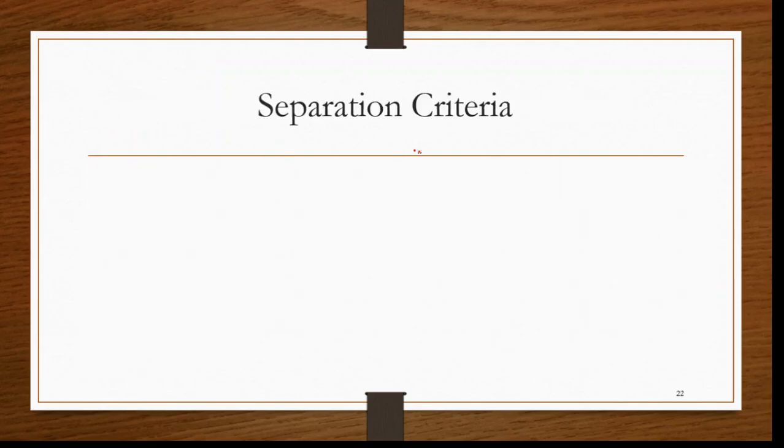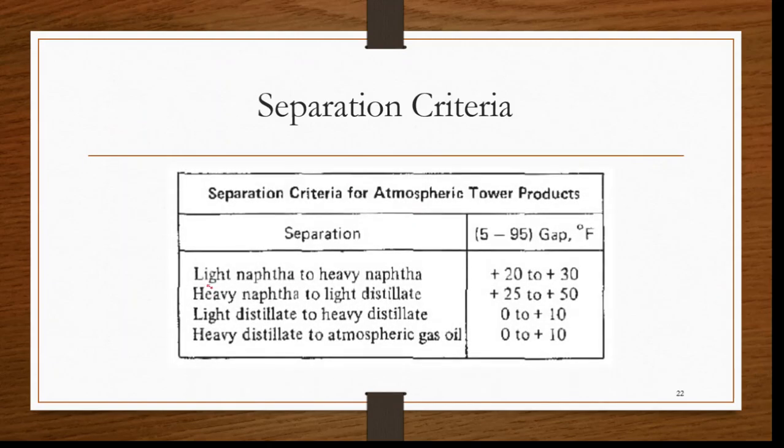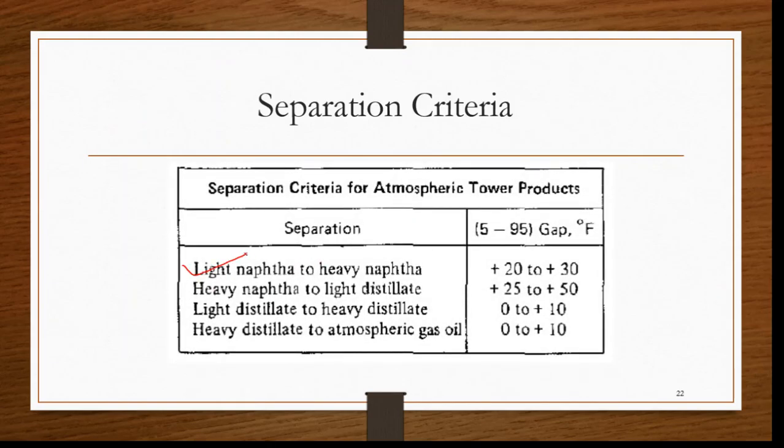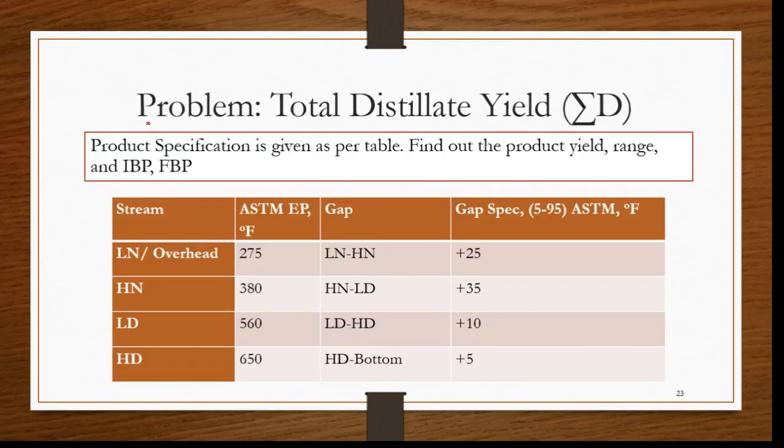The second recommendation is given for the separation criteria. For example, if we want to separate the light naphtha from the heavy naphtha, these are the ranges of the separation gap. If we want to separate the heavy naphtha from the light distillate, these are the recommended values, plus 25 to plus 50. For light distillate to heavy distillate we can take 0 to plus 100. With the help of these recommendations and the concept that we have discussed, we can find out the yield.